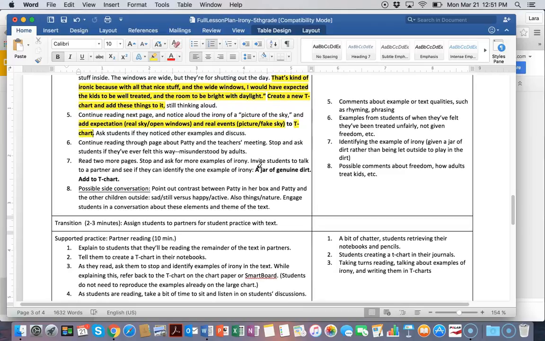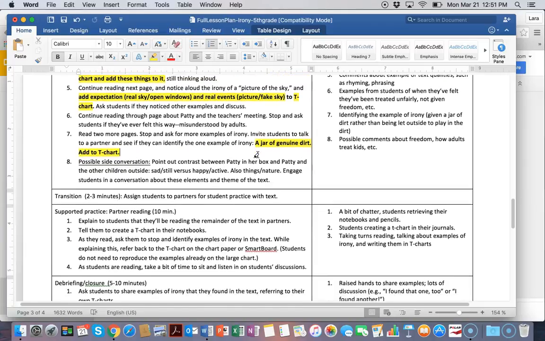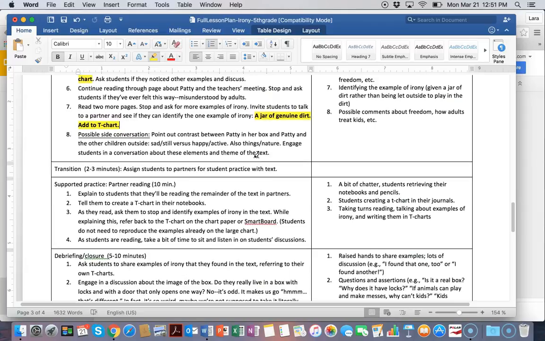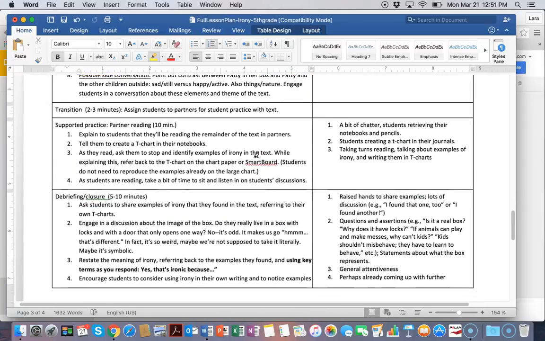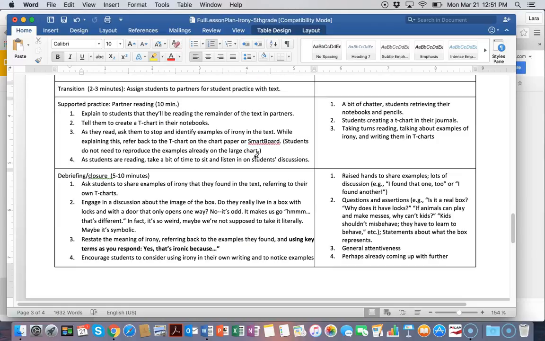Another example in the book was that there was a jar of genuine dirt. And I had asked students to see if they could find that example. All right. We later transitioned to assigning students partners and having them read the remainder of the text. And we asked them to create a T-chart in their notebooks, okay? That actually probably should have been bolded there, so I'm going to bold that.